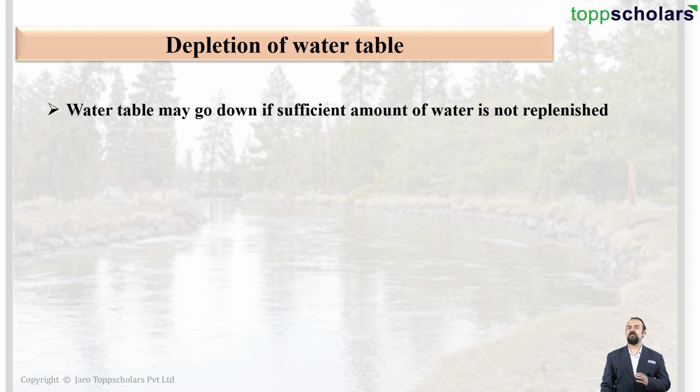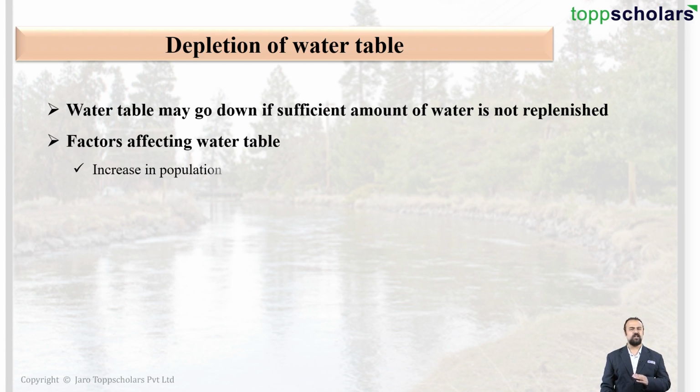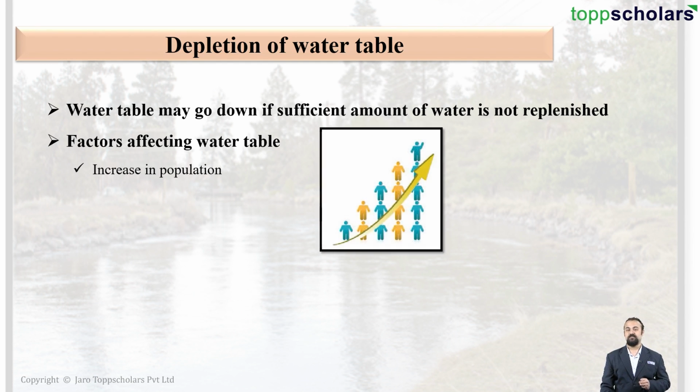Students, the water table may go down if a sufficient amount of water is not replenished. This usually occurs due to various human activities. Let us take a look. Increase in population. Now, if the population increases, the demands of the people will also increase. This puts a high amount of pressure on the already available natural resources.